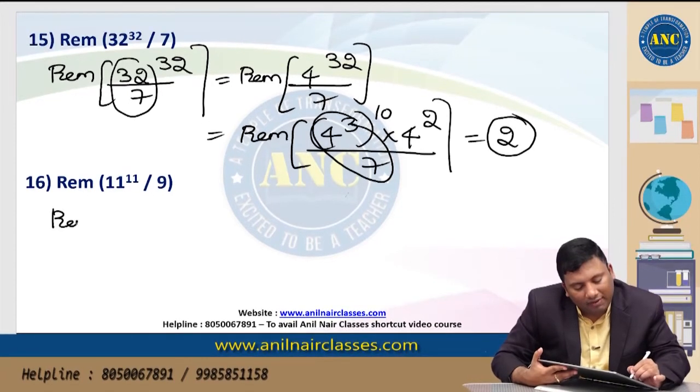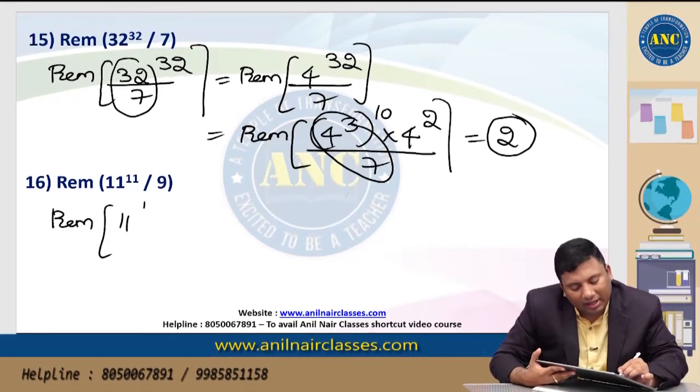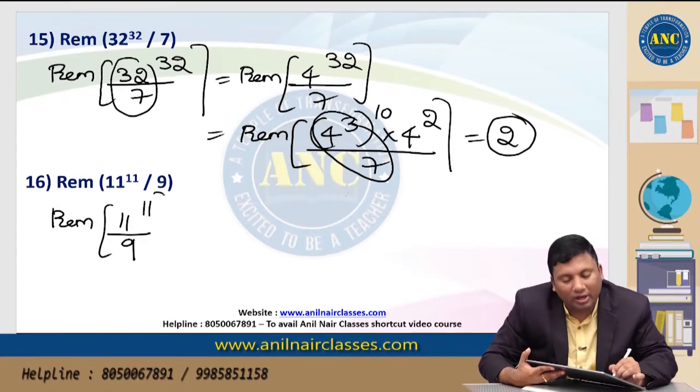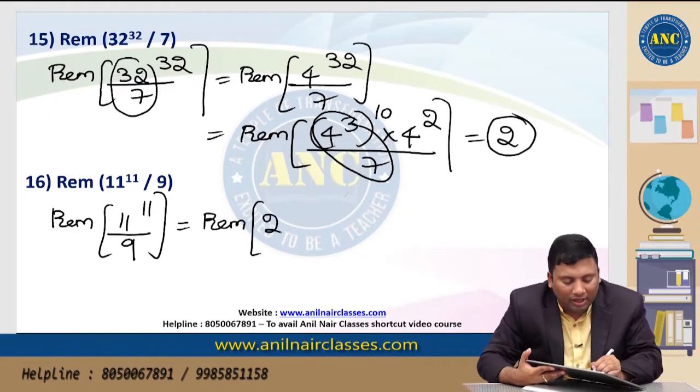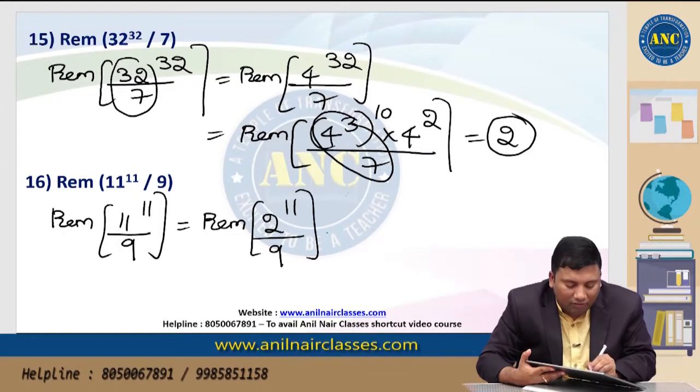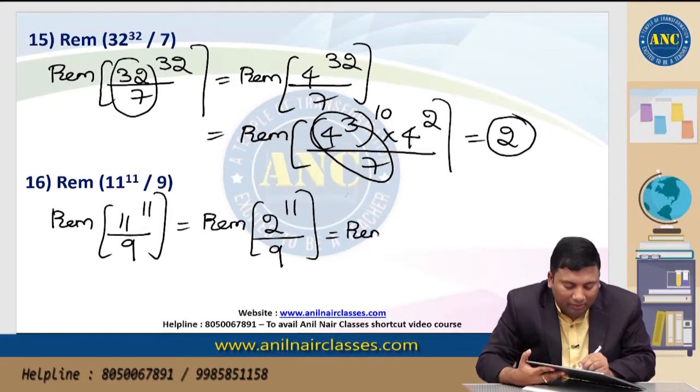16th question. Remainder 1. 11 power 11 is divided by 9. Make the numerator base smaller than the denominator. 9 1s are 9. Remainder is 2. 2 power 11 divided by 9. Which power of 2 when divided by 9 will give me plus 1 or minus 1?